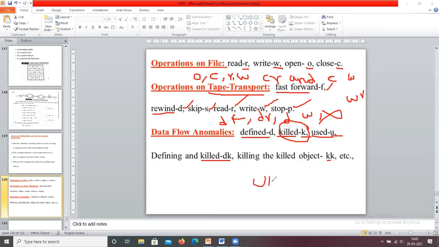An anomaly is, for example, KU. KU means killed and then used. You want to use a procedure that is killed, but you still want to use that object. That we call a data flow anomaly. So these are the different types of anomalies.